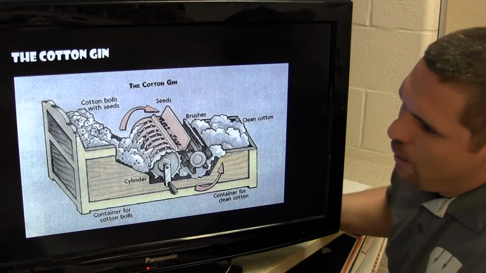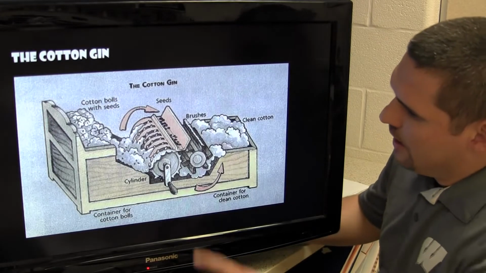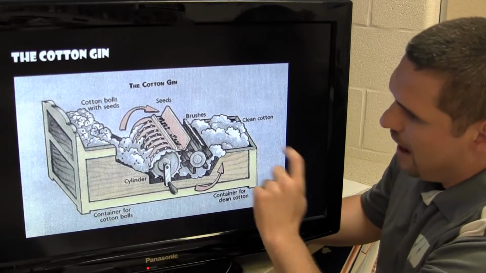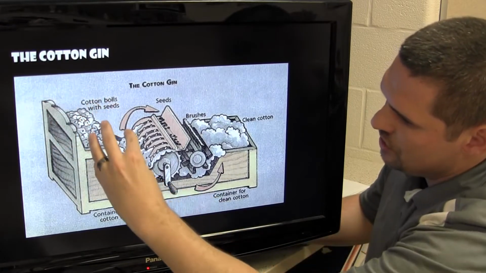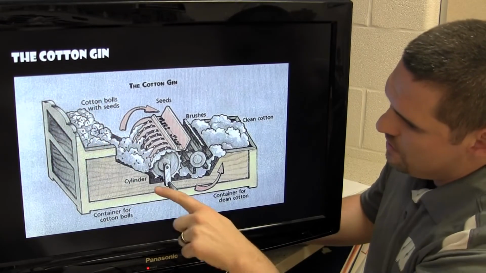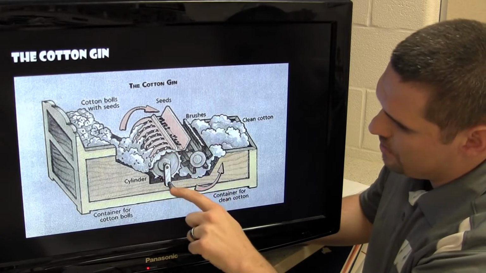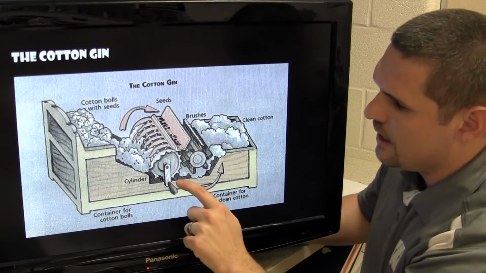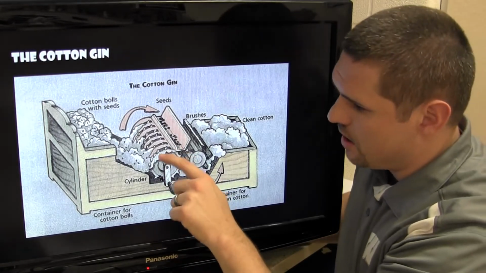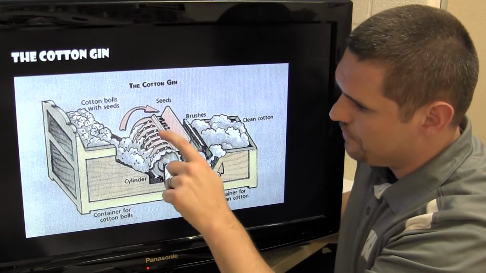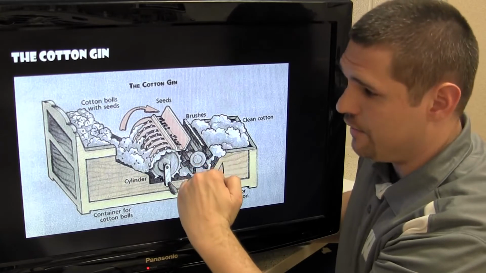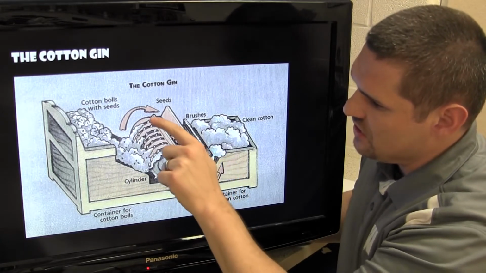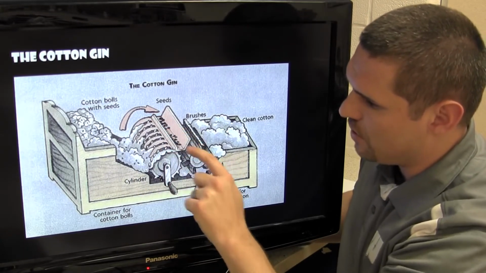So here's how it basically works. Generally you just have a box here. So the cotton bolls with the seeds will come into the chamber like so. And then there's this cylinder that you'll turn with a crank. And on this cylinder there are little teeth that will actually comb through the cotton fibers and dispense the seeds in this chamber right here.